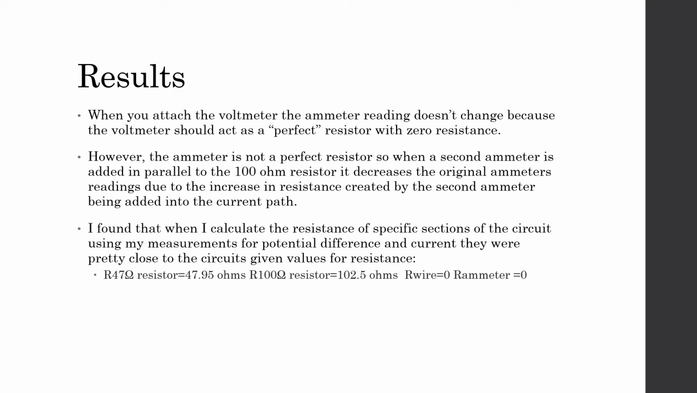When you attach the voltmeter and the ammeter, the ammeter reading doesn't change because the voltmeter should act as a perfect resistor with 0 resistance. However, the ammeter is not a perfect resistor, so when a second ammeter is added in parallel to the 100 ohm resistor, it decreases the original ammeter's reading due to the increase in resistance created by the second ammeter being added into the current path.